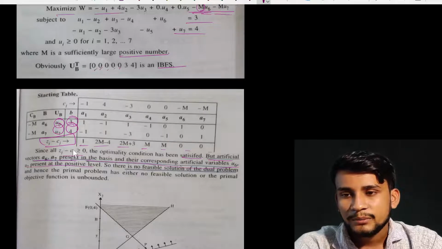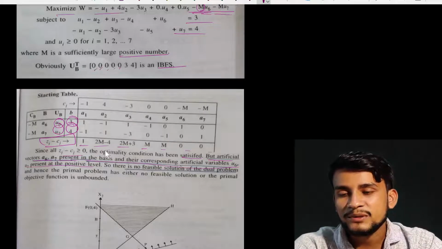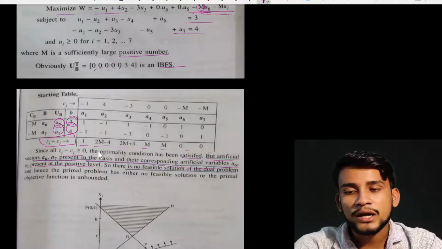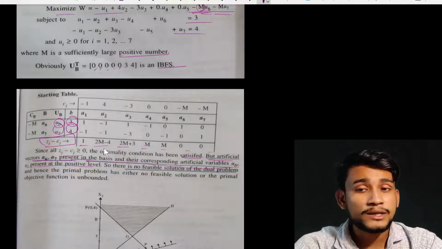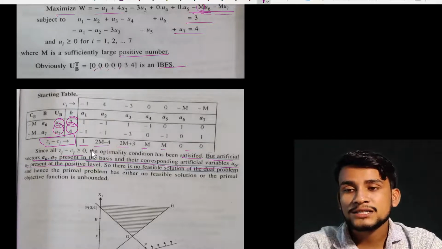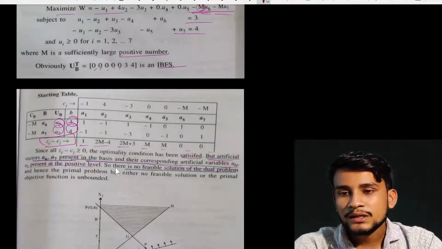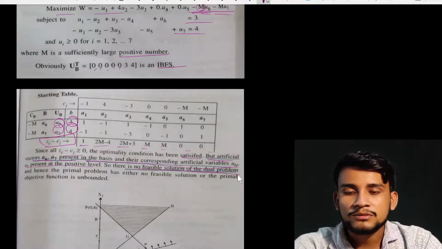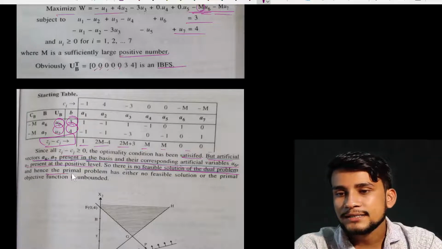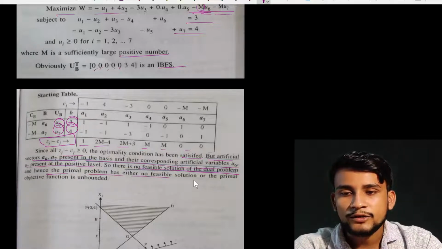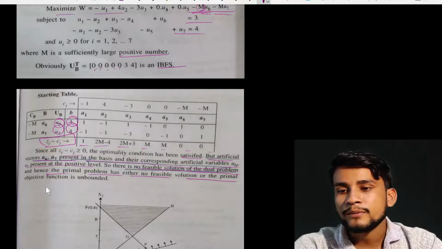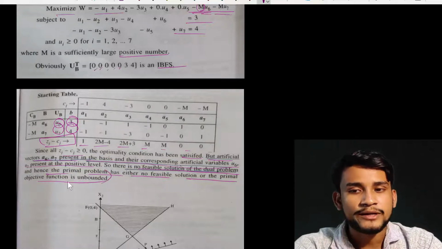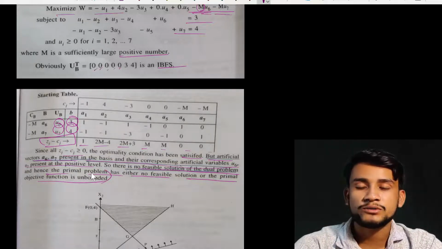If these two are present in the basis at a positive level, then we can't get the solution, because our solution is the decision variables u1, u2 and u3. But there are no such vectors present in the basis. So there is no feasible solution of the dual problem. Hence the primal problem has either no feasible solution or the primal problem is unbounded. So this is the conclusion which we already discussed above.